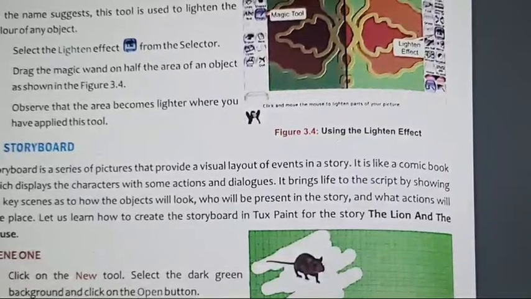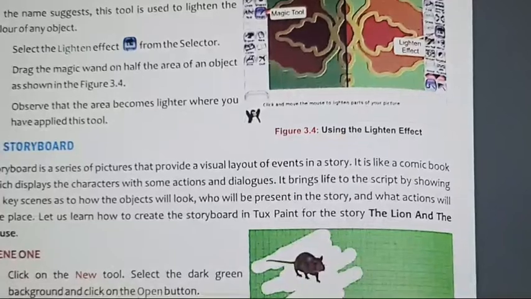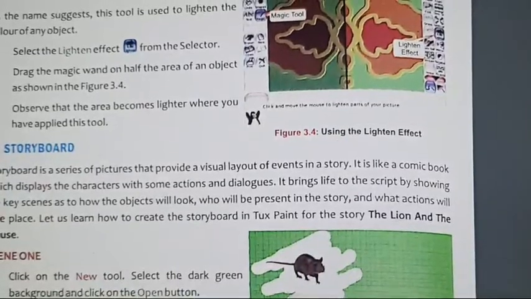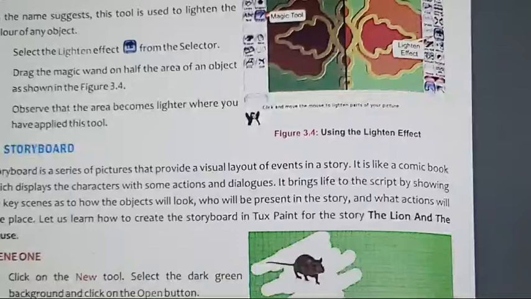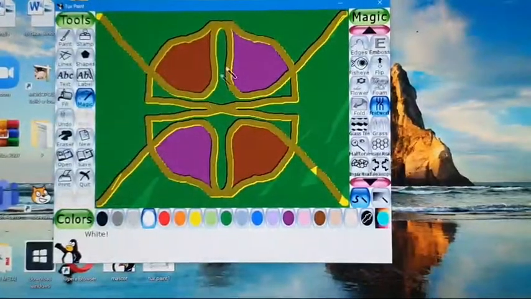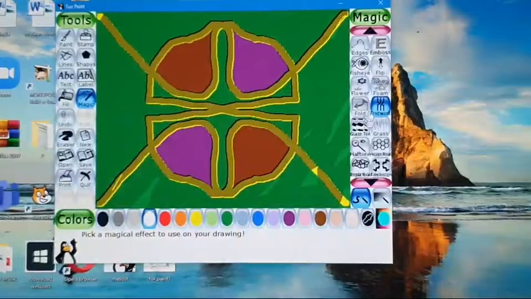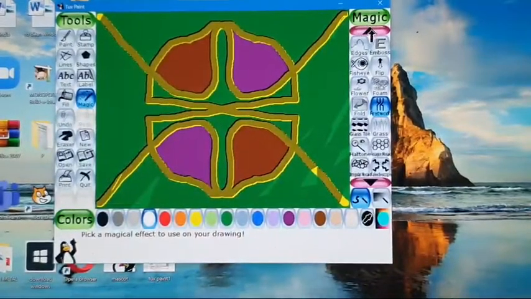Same, this is a subtool of magic tool only. Select the magic tool, then lighten effect, then move the magic wand on half of your screen and you can see the effect. Okay, again I'm going to open Tux Paint. In Tux Paint, again magic tools. I have to go to lighten tools.